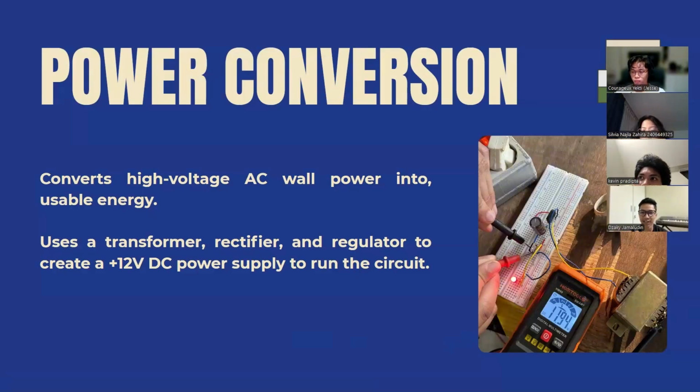Basically, the yellow one is the ground, and the blue wire from the trafo is the 12 volt. It transfers into the diode rectifier, then moves to the capacitor, and the capacitor moves to the voltage regulator. And then there is an LED indicating that the power supply is working properly.